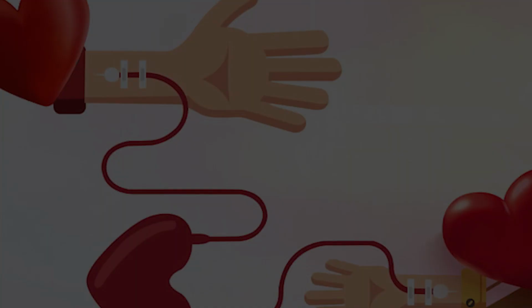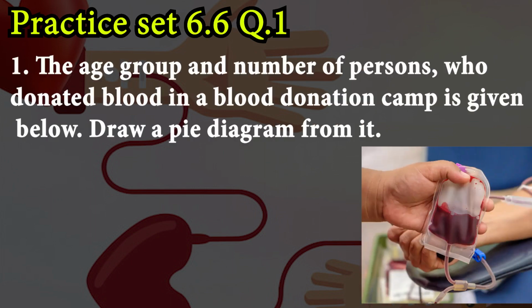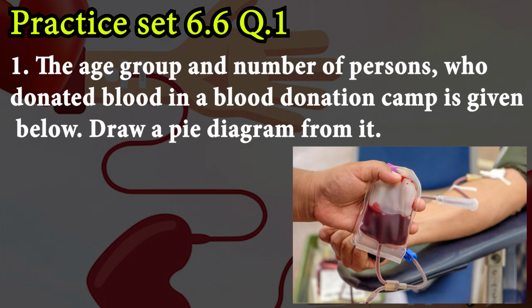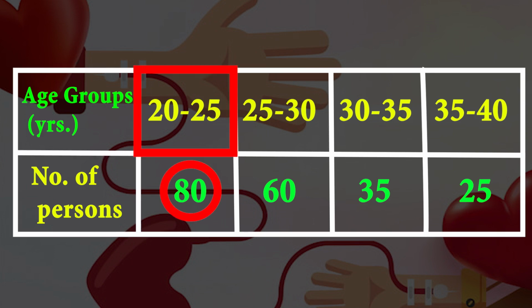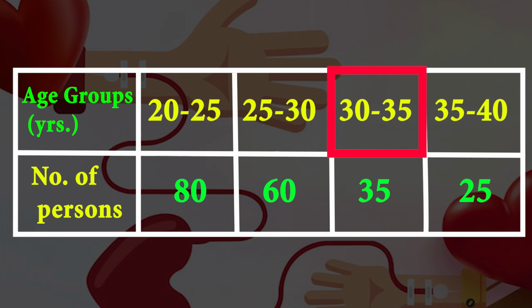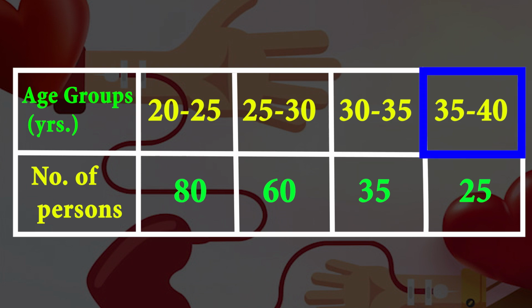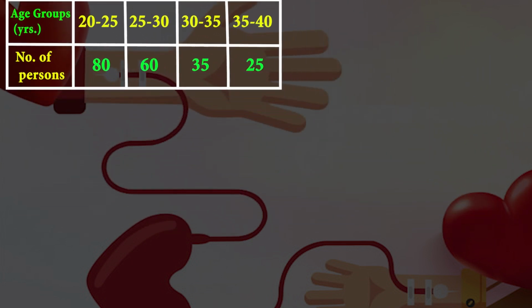Now students, let us see practice set 6.6 question number 1. The age group and number of persons who donated blood in the blood donation camp is given below. Draw a pie diagram from it. Students, see the table. First row age groups in years, second row number of persons. 20 to 25 years old, number of persons are 80. 25 to 30 years, number of persons are 60. 30 to 35 years, number of persons are 35. 35 to 40, number of persons are 25. Students, now let us see the solution.